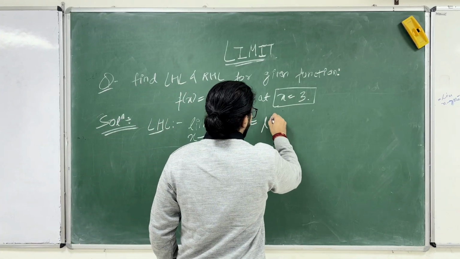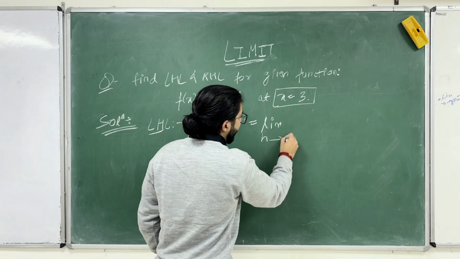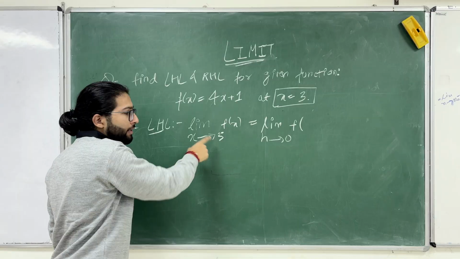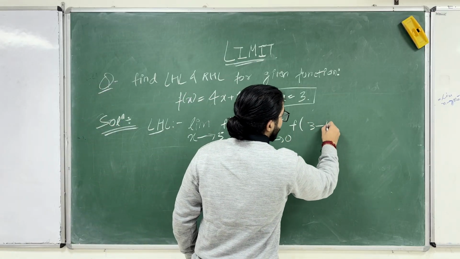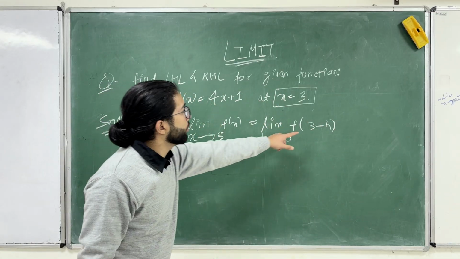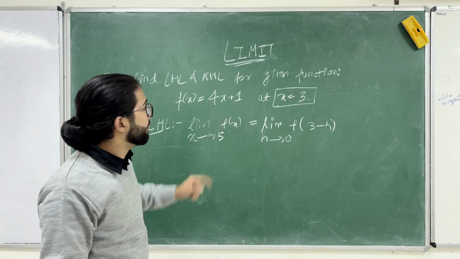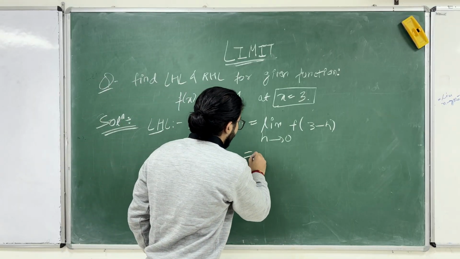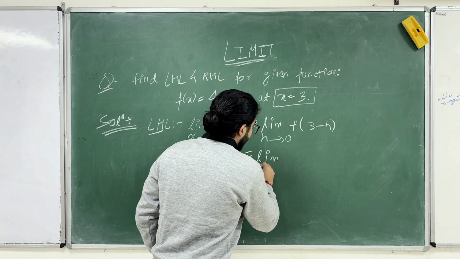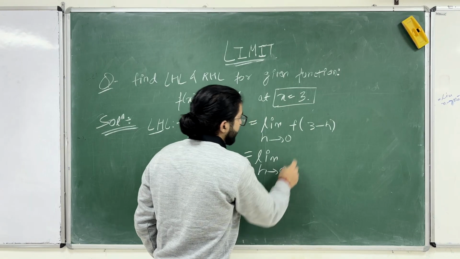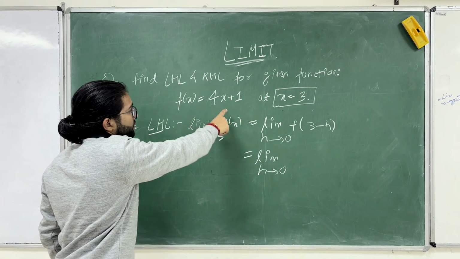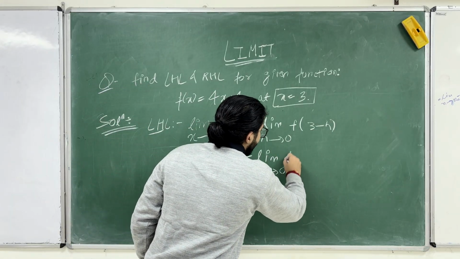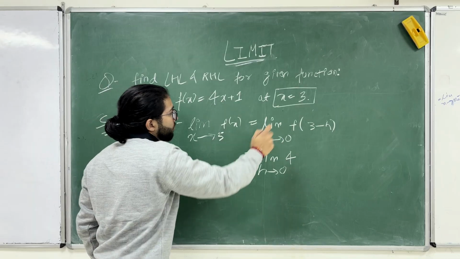is equal to limit h tends to 0, f at which point we are finding, 3. So 3 minus h. Now we have to put 3 minus h in that function f(x) or 4x plus 1. We will find the value of LHL. So it will be limit h tends to 0. If f(x) is 4x plus 1, then what will be the value of f(3 minus h)? We have to just write the same thing, but in the place of x we have to write 3 minus h.